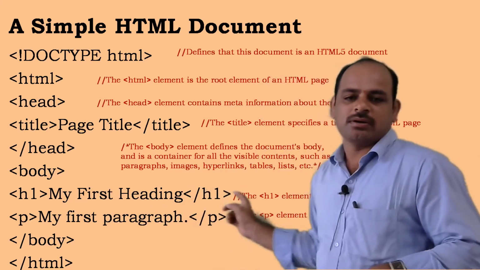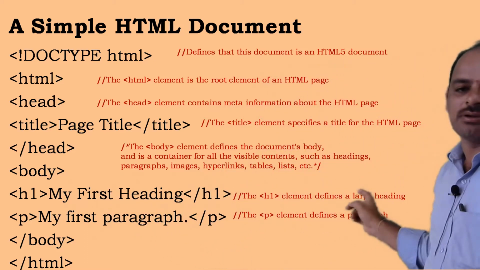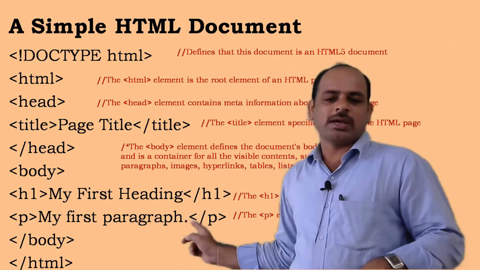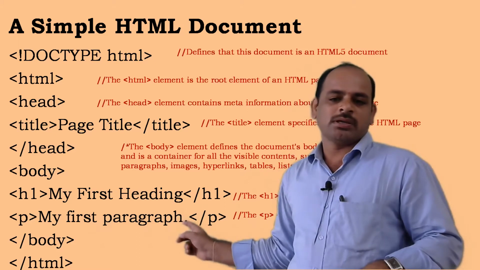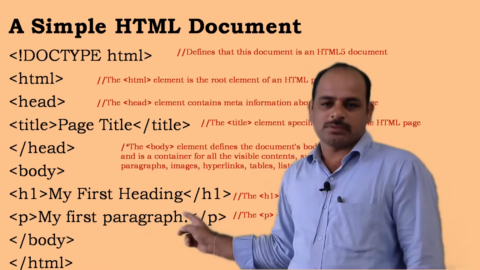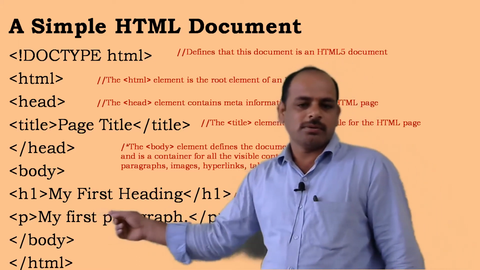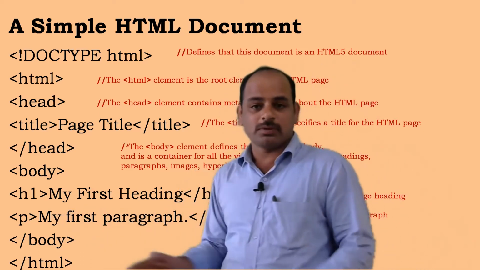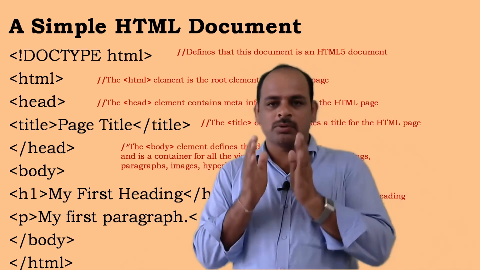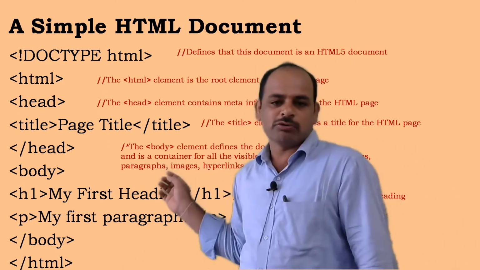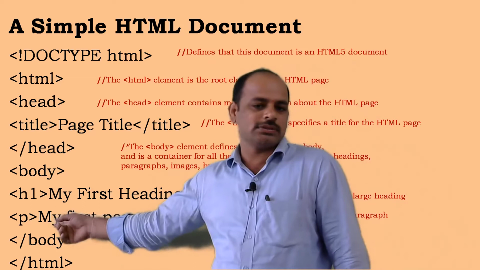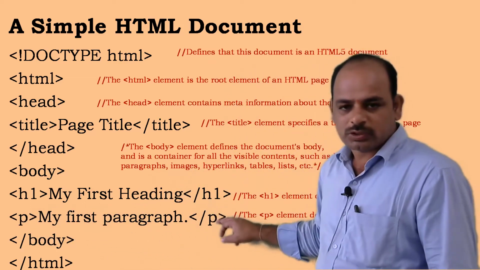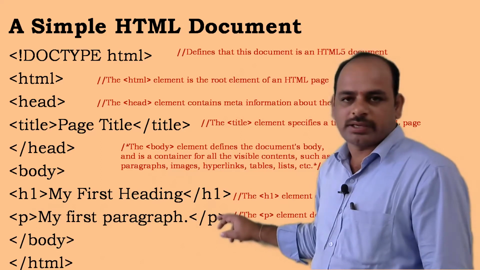So the H1 element defines a large heading here, and the next one is the paragraph tag. See, the paragraph tag is ended with a point here, that is the full stop, we can say. So here P represents a paragraph tag, and whatever content you want to write in the paragraph, you have to place between the paragraph tags. This is the opening of the paragraph tag, and here is the closing of the paragraph tag, right?